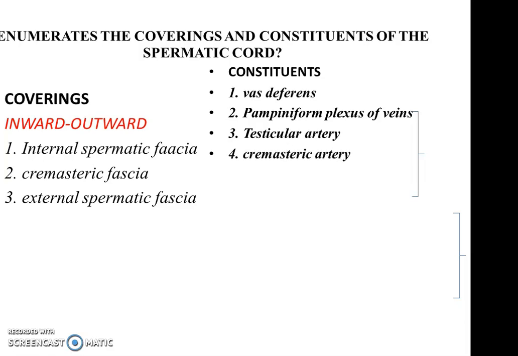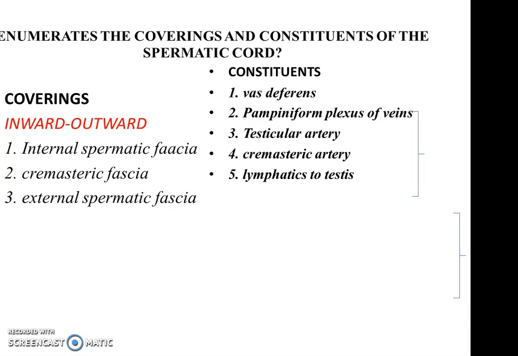The cremasteric artery comes around to exit from the testicular artery to go and supply the cremasteric fascia. So the cremasteric artery supplies the cremasteric fascia. It is a branch of the testicular artery. Okay, the lymphatic to the testis has to be drained. So this is part of the vessels of the spermatic cord.